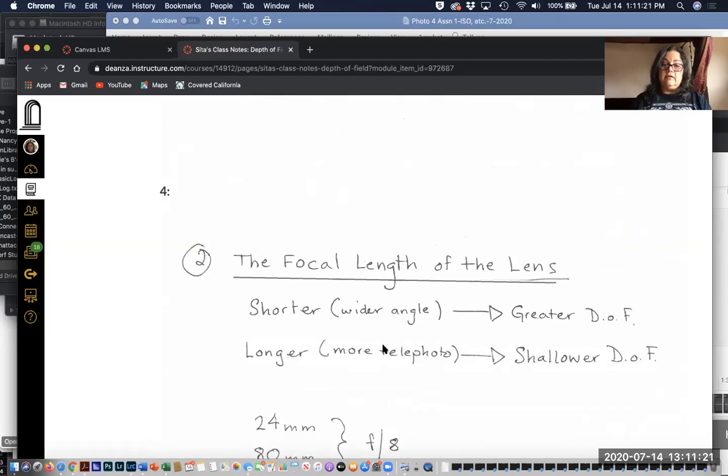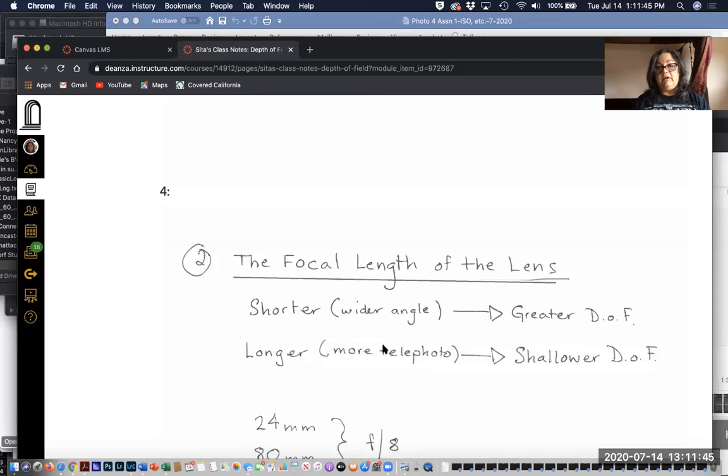And shorter lenses give us a wider angle of view. Longer lenses give us a narrower angle of view. And the general rule is that the shorter the lens, or the wider the angle of view, the greater the depth of field will be. And the longer the lens, normal and then out into telephoto, the shallower the depth of field will be.